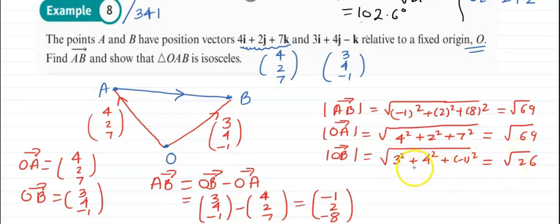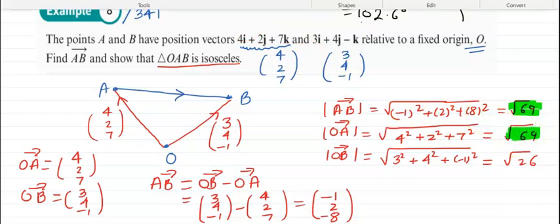Okay. So you need to show that triangle OAB is isosceles. So if you see here, two sides are the same, root 69 and root 69. Length of two sides are the same. So definitely this triangle is isosceles.